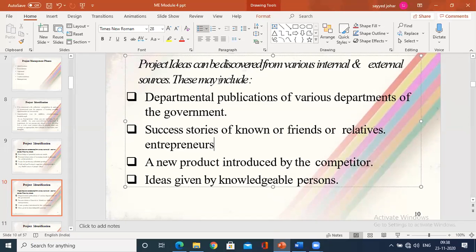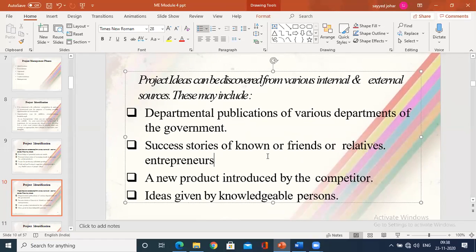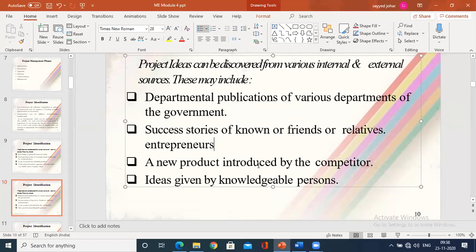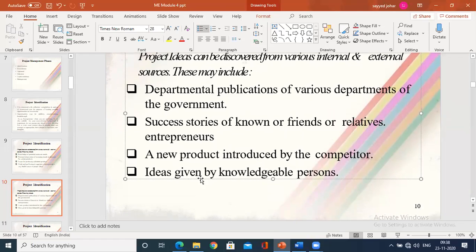And if a new product is introduced by a competitor, so you have a competitor and a new product has been identified, based on that idea also you can discover. And also the ideas given by a knowledgeable person. Knowledgeable persons in the sense, he is technically strong, or he is running a firm, or maybe he is an entrepreneur.